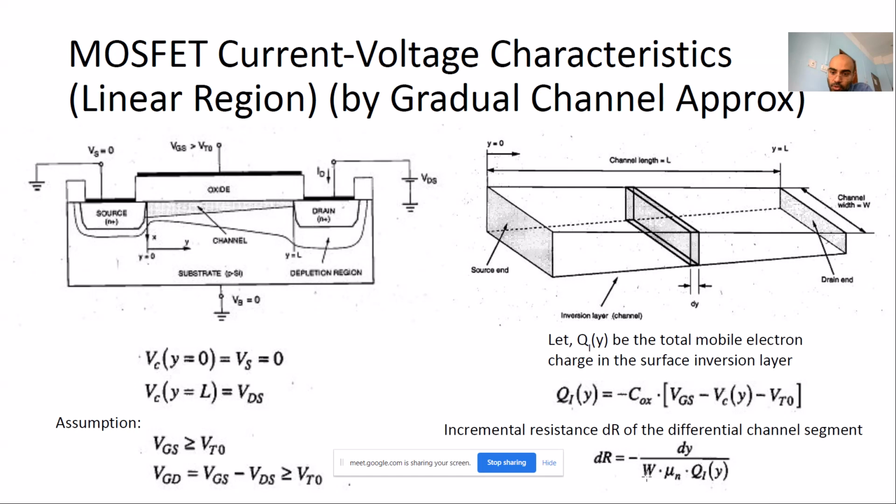W is the width of the device, so that is written here, and mu n is the mobility of the charge carriers. In this case, as the charge carriers are electrons, mu n is used. If you are deriving the equation for a PMOS, then you have to use mu p here, right? And then this charge density. So this is what you get. Any doubt in these things? The equation of Qi and dr.